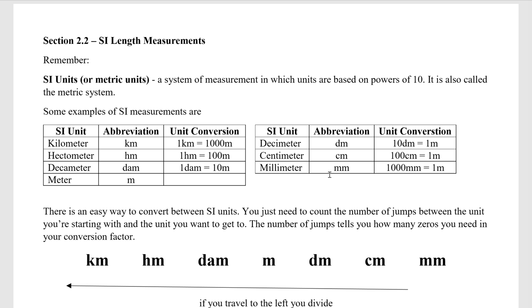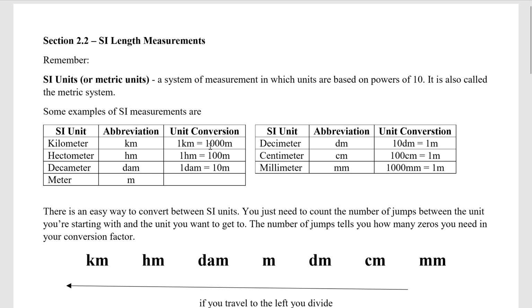We have the kilometer, or km, the hectometer, hm, the decameter, dam, the meter, m, the decimeter, dm, the centimeter, cm, and the millimeter, mm. All of these measurements are based on the meter. So the meter is our base unit, and everything's based on that. So for example, a decameter is made up of 10 meters. A hectometer is made up of 100 meters, and a kilometer is made up of 1,000 meters.